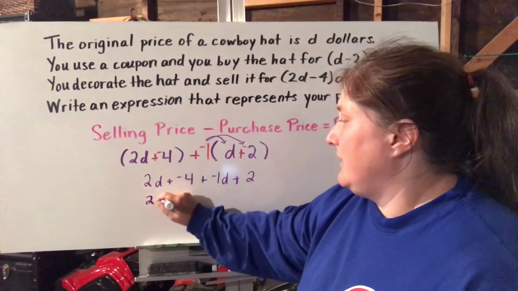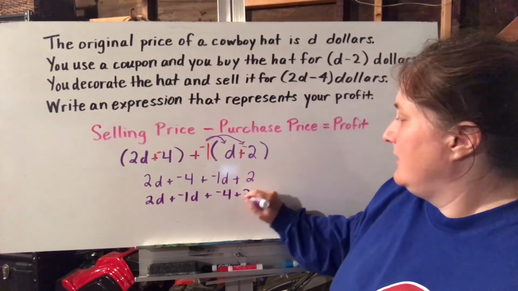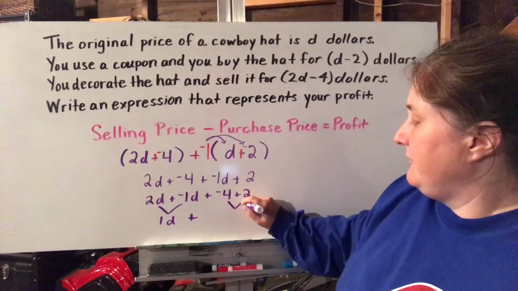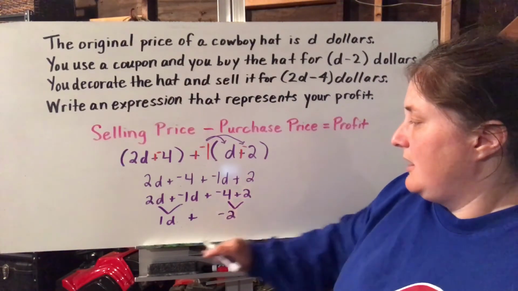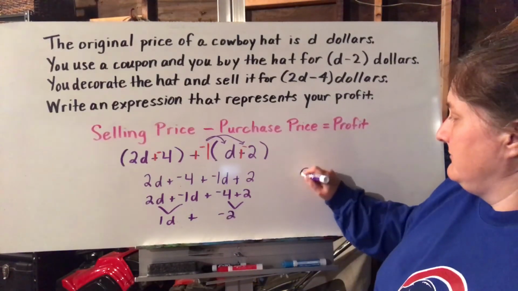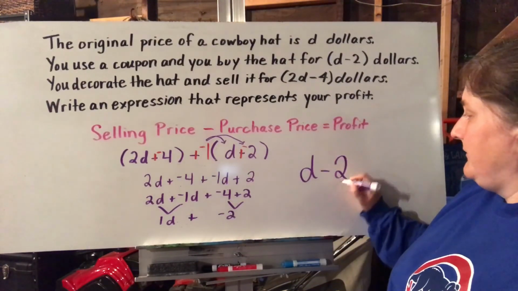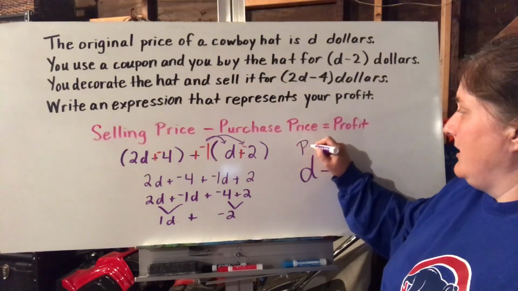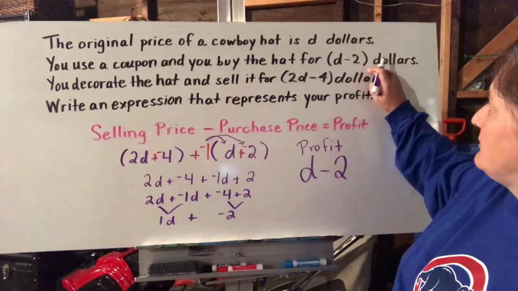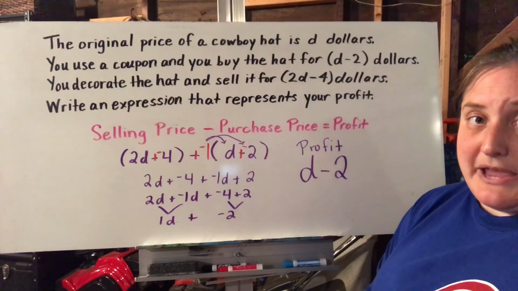So I'm rewriting, putting my like terms together. The 2D and negative 1D leave me with 1D, and my negative 4 and 2 give me negative 2. Before I call this my final answer, I'm going to simplify a little more. I don't need this 1, so I'm just going to say D. And this plus minus is just going to be minus 2. So this is my profit right here. Well, my profit is actually the same as the price I originally paid. So I actually made as much money as I originally paid for the hat.